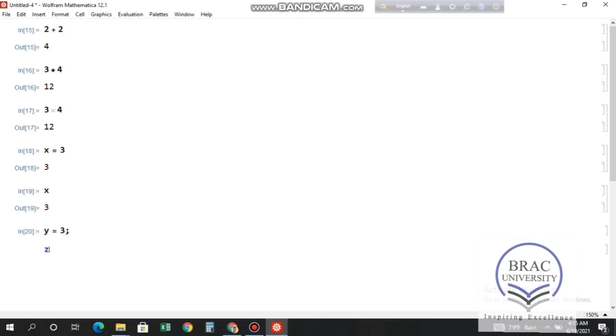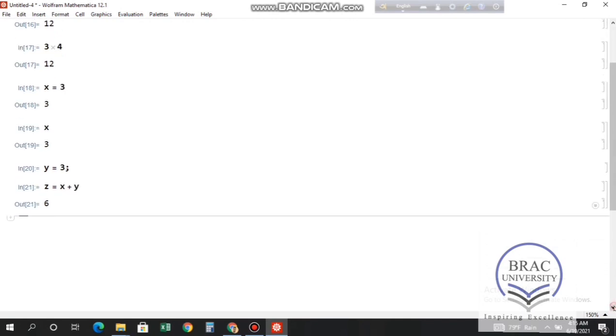Now let's write z equals x plus y. You can see that the z is in blue, but the x and y are in black because z is not defined yet. So if you press shift enter, the blue z will turn into black z because it gets defined now. Now let's define a equals 3.